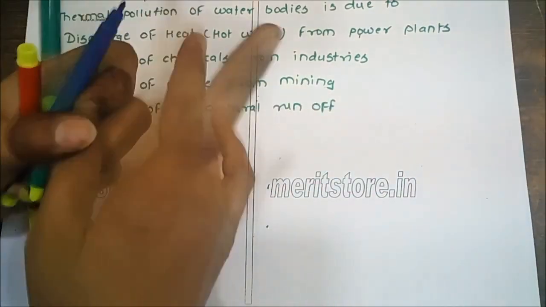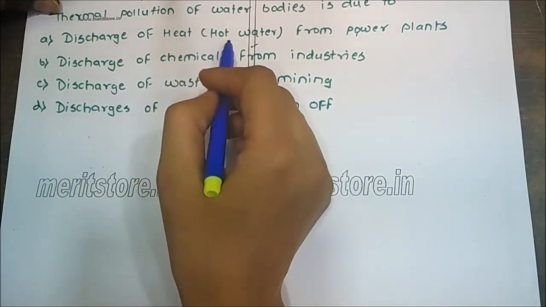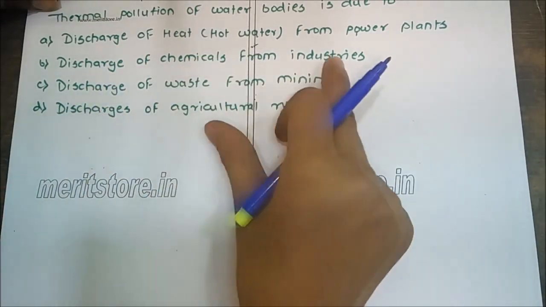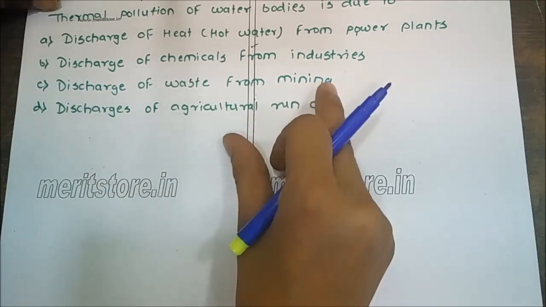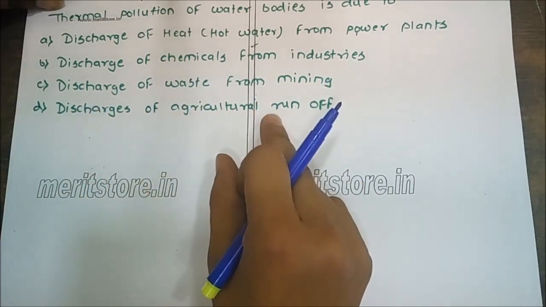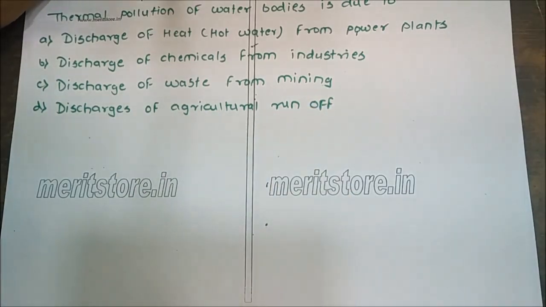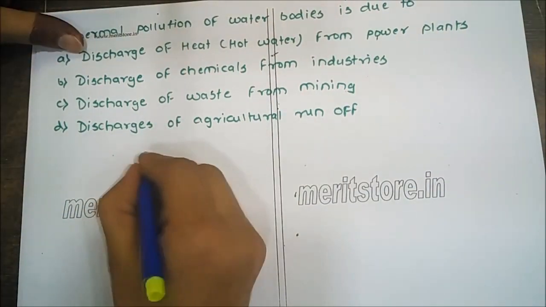Thermal pollution of water bodies is due to A. Discharge of hot water from power plants, B. Discharge of chemicals from industries, C. Discharge of waste from mining, and D is discharge of agricultural runoff. So thermal pollution means the temperature is increasing.